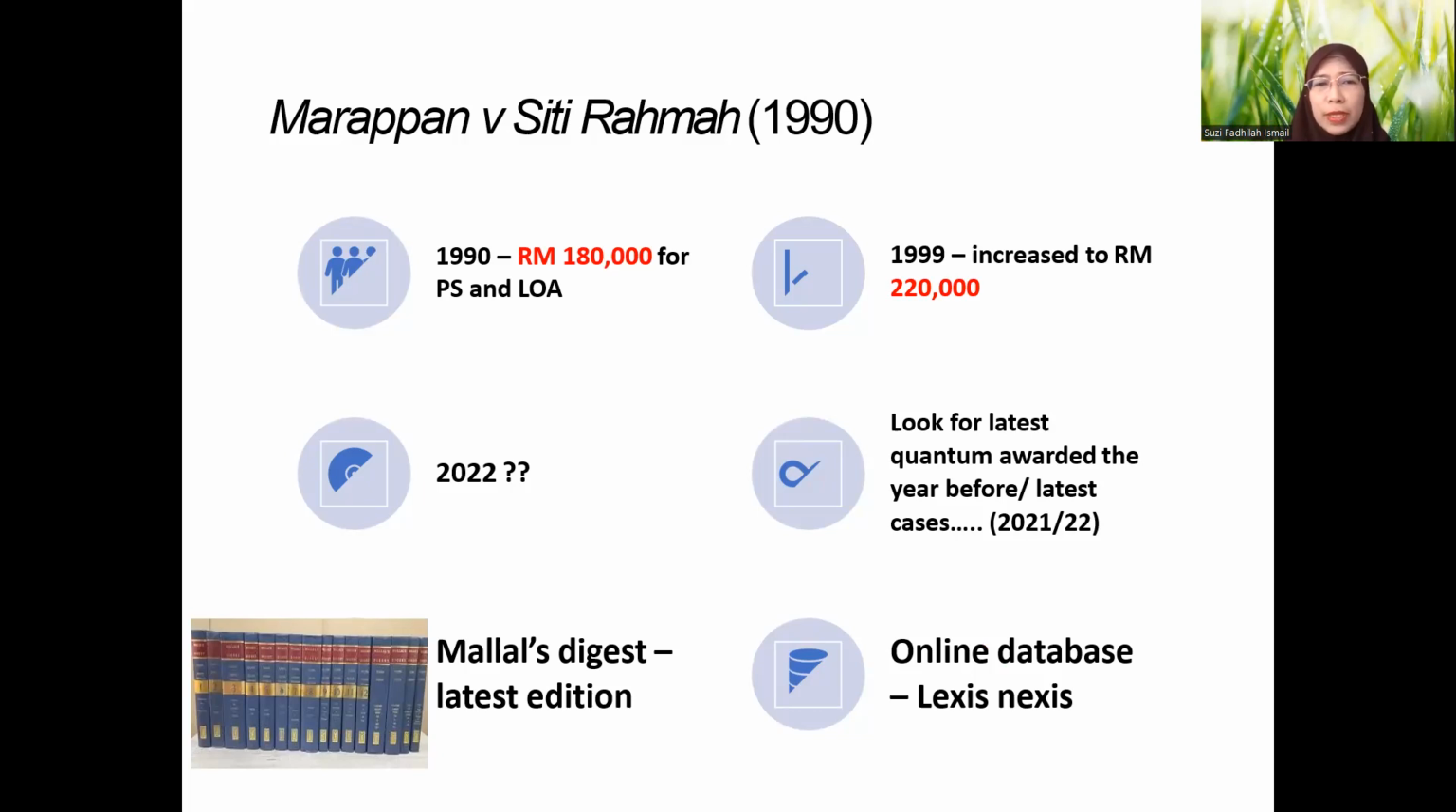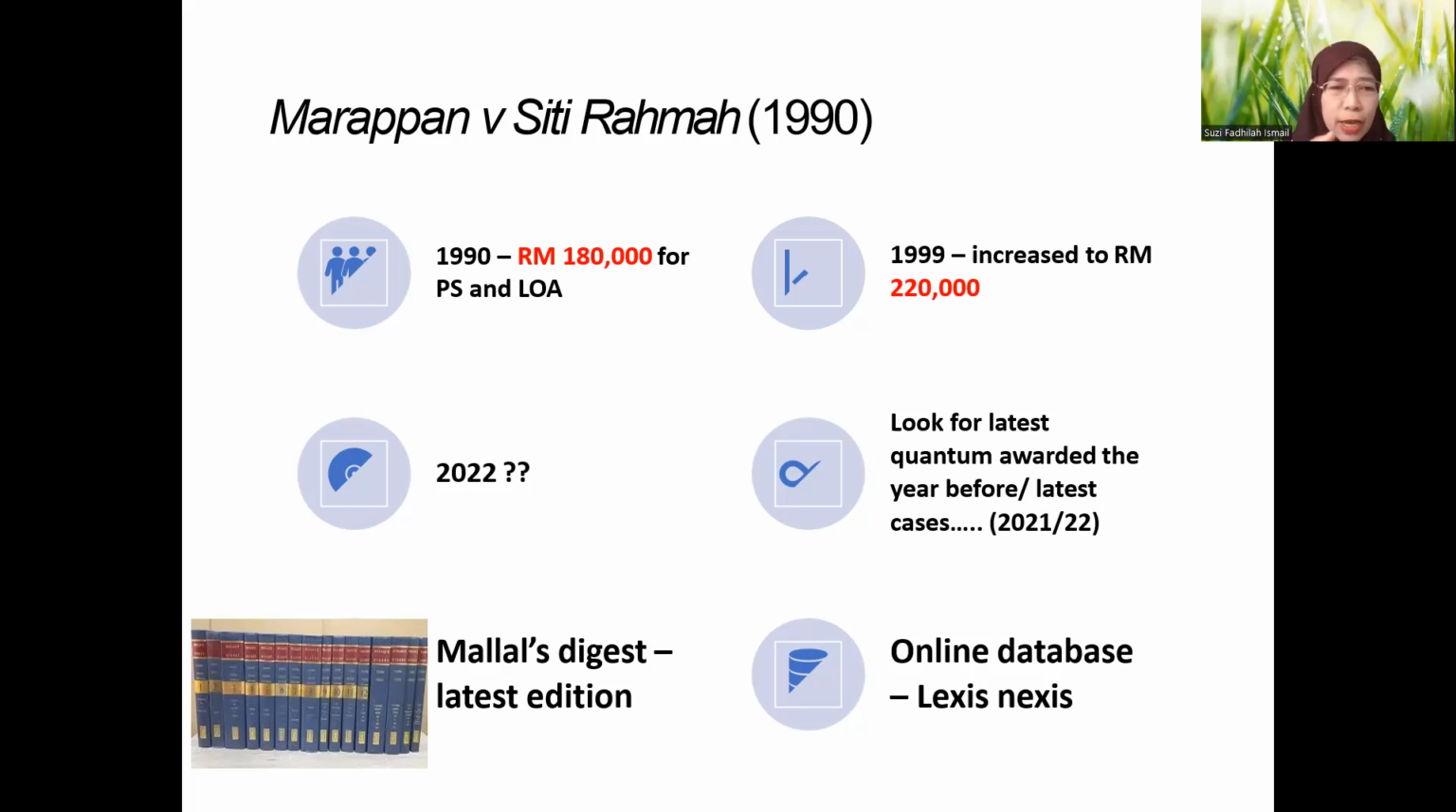So now the big question: what if a similar case happened in year 2022? What will be the amount? In order to know, we have to look at the latest cases, to know the latest quantum awarded, for example, last year, 2021, or even early this year, 2022.